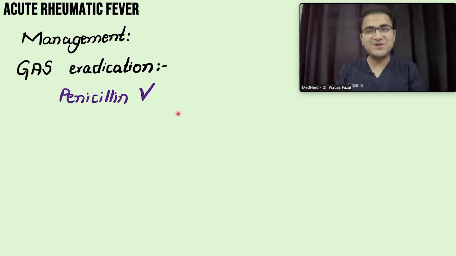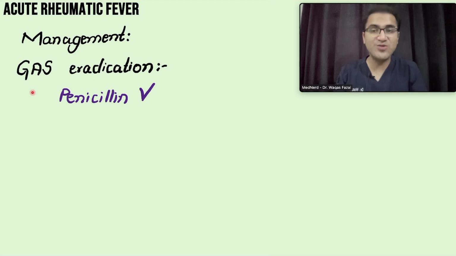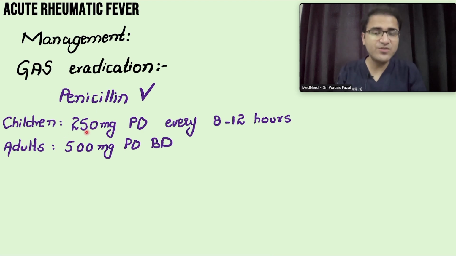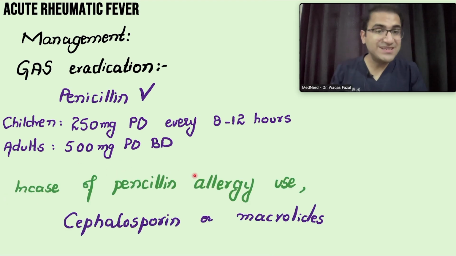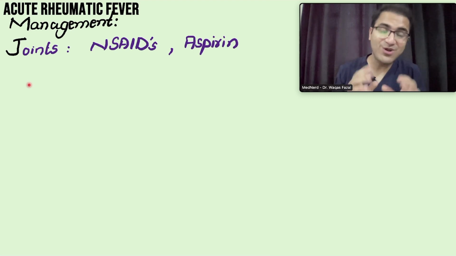Now coming to the treatment of acute rheumatic fever. If the patient is concurrently having group A strep infection, you have to eradicate that by giving penicillin V. Penicillin V is the drug of choice for group A streps. In children, you give 250 mg orally every 8 to 12 hours. In adults, you give 500 mg orally BD. In case the patient is allergic to penicillin, you can use cephalosporins or macrolides. Now we will discuss how to manage each and every complication of acute rheumatic fever.